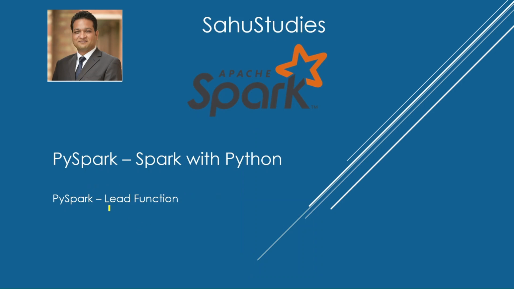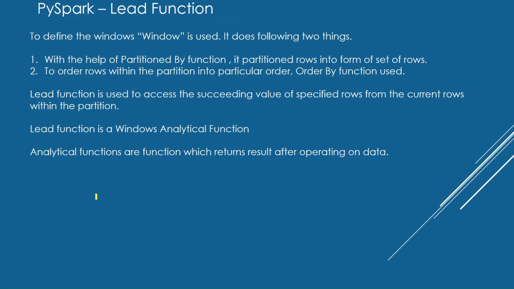In this video, we are going to see how the lead function works in PySpark. So let's discuss the lead function. The lead function is a function which is used to get the value of its succeeding window.